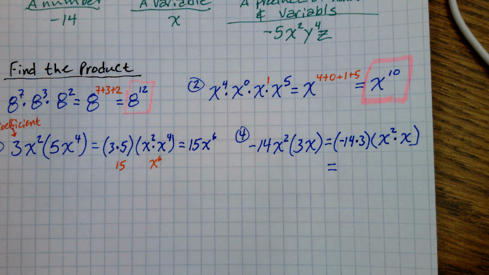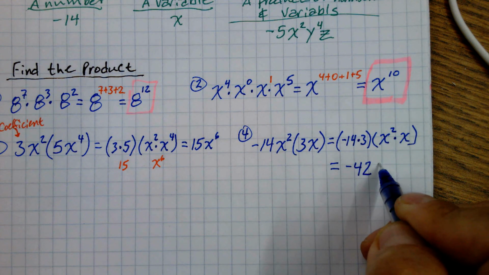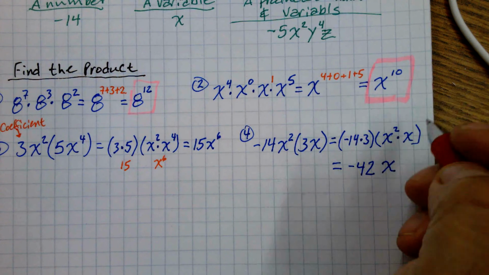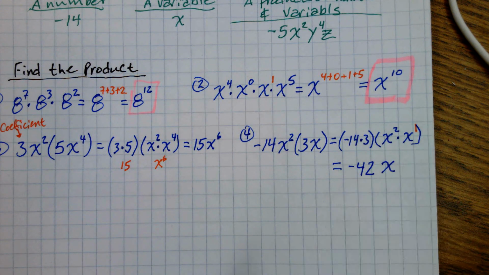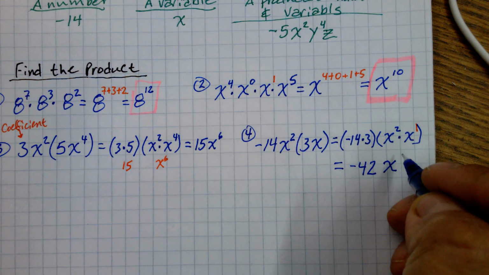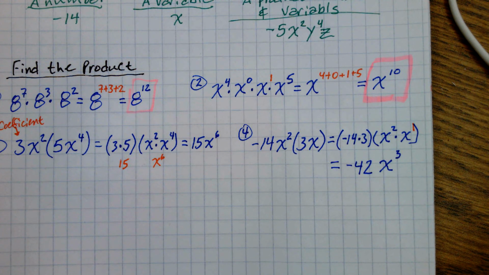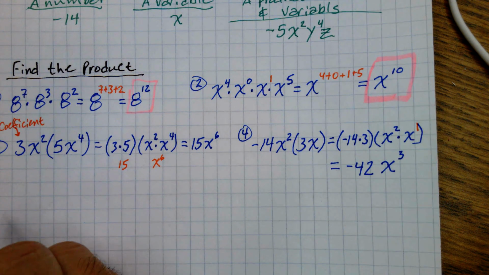Okay. So negative 14 times 3, that's negative 42. So it's negative 42x cubed. Why x cubed? Because there's another x, and that can translate to x to the first power. So really, we got 2 and 1 makes 3. So it's negative 42x cubed. That's not so bad, is it? Okay, you just got to be careful with what you got.